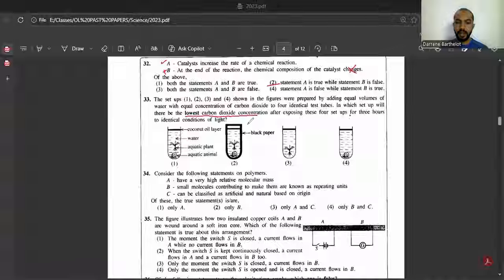Here you have a black color paper, which means photosynthesis does not occur. But you have an aquatic plant and an aquatic animal, which means both of these respirate, so this will have the highest concentration of carbon dioxide. So this is wrong. Then answer number 3, you have water with aquatic plant. It is not covered by a black paper, which means light is supplied here so it can do photosynthesis. When photosynthesis is happening, it will absorb carbon dioxide present within the water so that it will have the lowest carbon dioxide concentration.